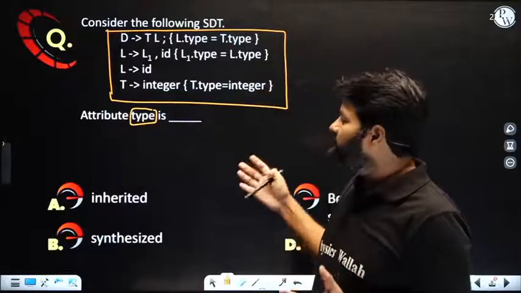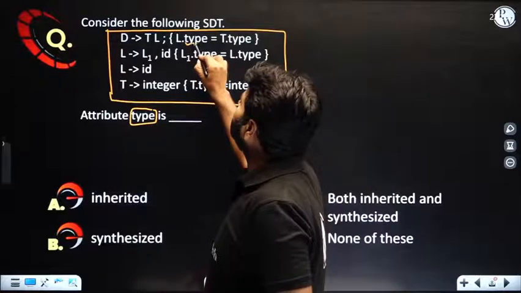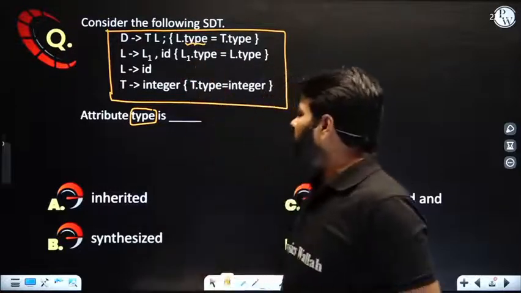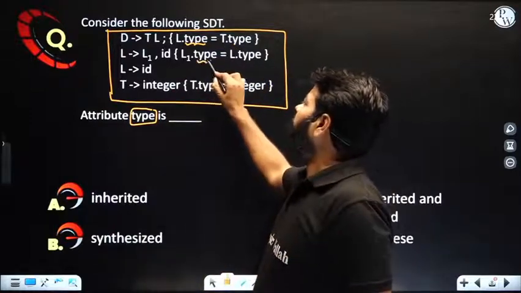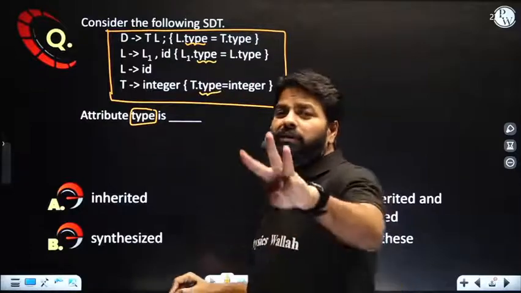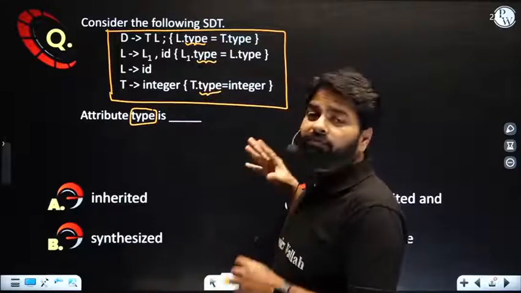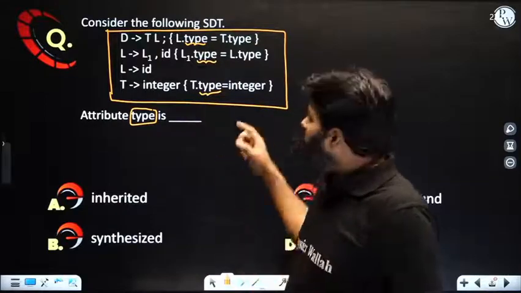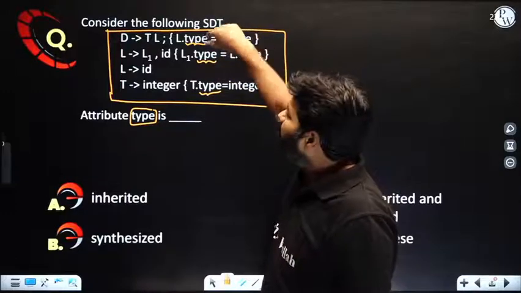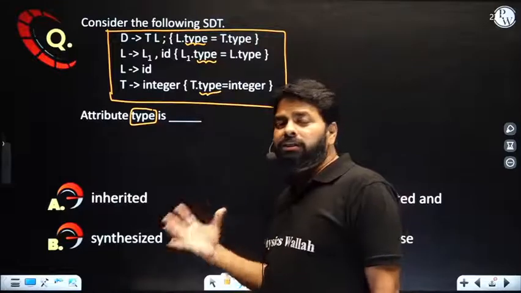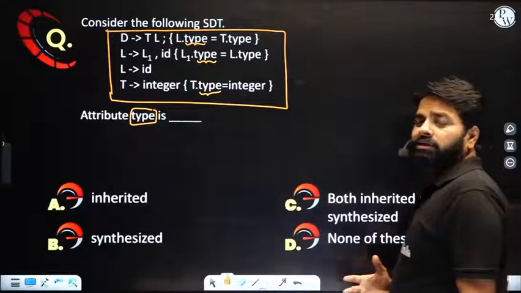Here, very important, I want to find the attribute type. What is this type? This type, is it inherited or synthesized? This type is used many times here. Here also you have used type. The third time, you are computing the type three times. Only look at the LHS side. RHS we will see whenever you need it. So now these three times you are using the type attribute. And what is the type attribute? Is it inherited or synthesized? Of course, both is a very difficult question. We should not say none of this. Fine.